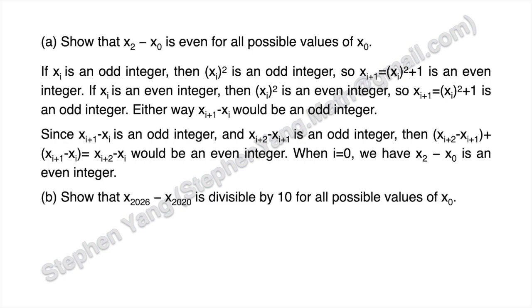Let's get into part B now. And it wants you to show that x2026 minus x2020 is divisible by 10 for all possible values of x0.